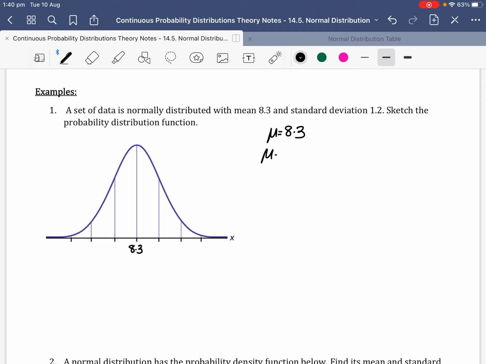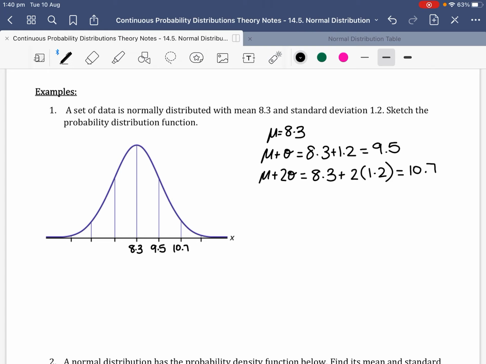And then our mean plus 1 standard deviation is 8.3 plus 1.2, which equals 9.5. So 9.5 will go here. We then have our mean plus 2 standard deviations. We can go 9.5 plus 1.2, or we can go 8.3 plus 2 lots of 1.2, which equals 10.7. And then we have our mean plus 3 standard deviations, which is our mean of 8.3 plus 3 lots of 1.2, which is 11.9.